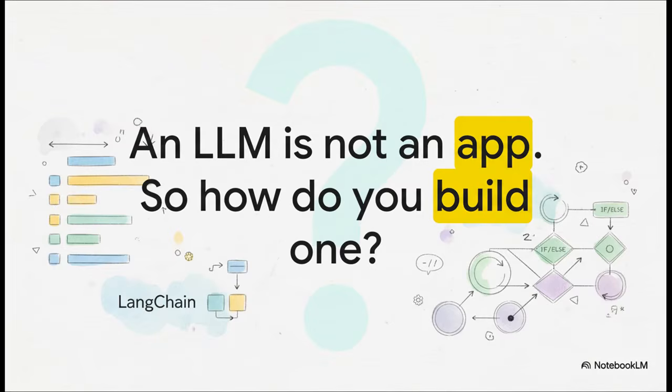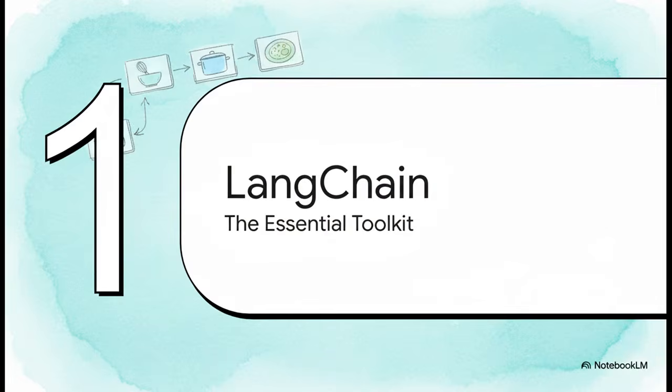Okay, so let's start at the very beginning. A raw large language model, like GPT-4 from OpenAI, is incredibly powerful, but it's not an application by itself. Think of it like a car engine. It's got all this horsepower, but you can't drive it anywhere. To actually build a car, something useful, you need to connect that engine to wheels, a steering wheel, and a logical system. You need a framework. And for a good while now, the go-to framework for this has been LangChain.